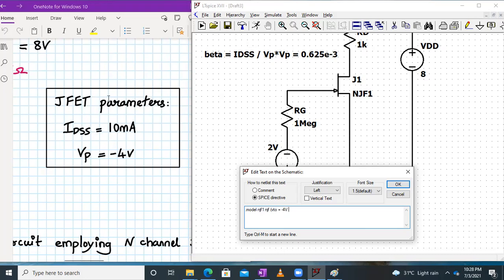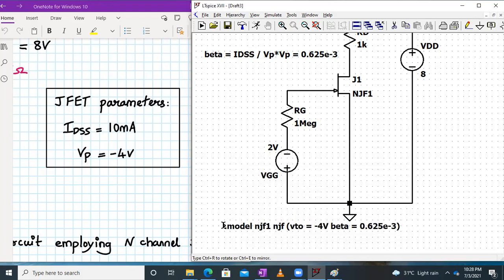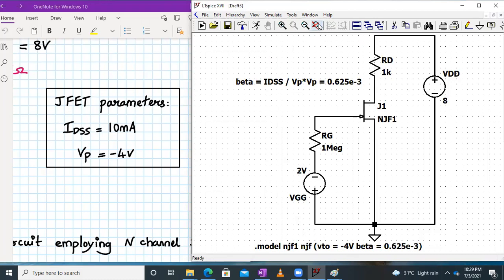And indirectly, we have to enter the value of IDSS in terms of beta. Now, this is not the beta of the BJT. This is a different reserve word which they have calculated. So according to us, the beta is coming out to be 0.625 into 10 raised to minus 3. So we add this dot model statement like this. So for different JFET parameters, accordingly, the VTO and the beta value will change. Okay, it is clear. And now we are ready to simulate the circuit.